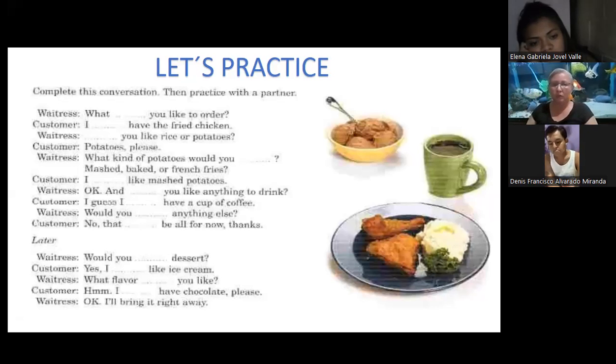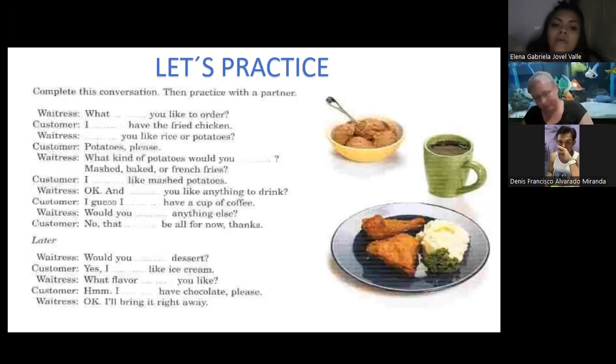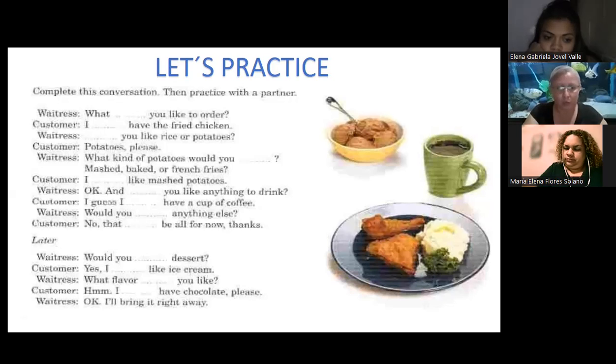And in the conversation says, I'll have a fried chicken. Y luego dice the waitress, would you like rice or potatoes? ¿Cuál sería ahí? Would. Potatoes, please. And what kind of potatoes would you like? Mashed, baked, or French fries? I'll like mashed potato. Oh, I would like. ¿Cuál sería ahí? I would. Exacto. En ese caso tendría que ser would. I would like, me gustaría mashed potato.